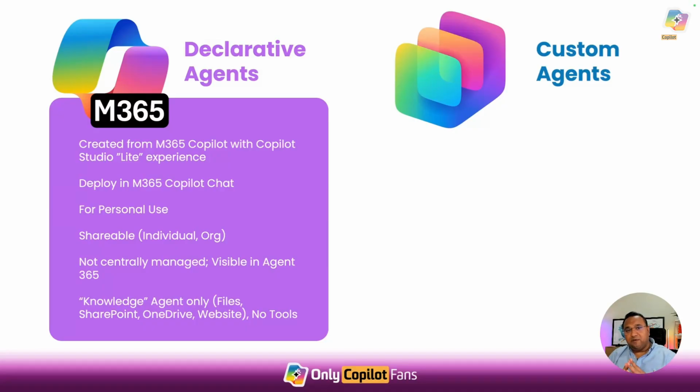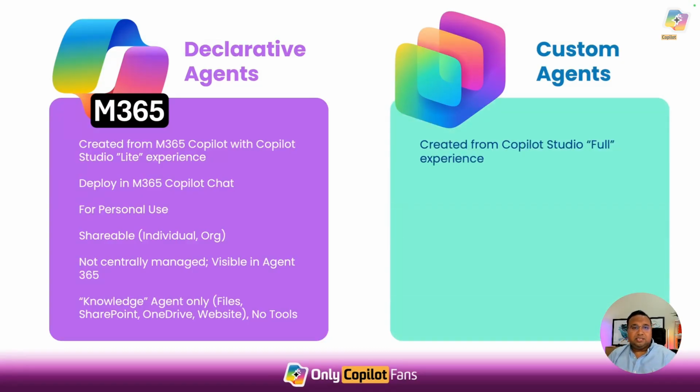However, with Agent 365 announced at Ignite, you will be able to see this agent in the agent registry at large. What's different about these agents from traditional agents you've been building is that they're designed primarily to surface knowledge. You ground them with knowledge sources, whether it's a file, your SharePoint library, something in Teams, a public website, your OneDrive, but it does not have access to any tools. So if you wanted to connect this to data from an external app or a system, you wouldn't be able to do that.